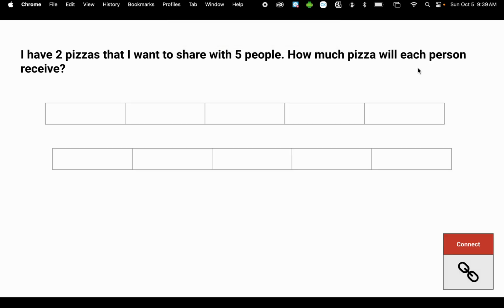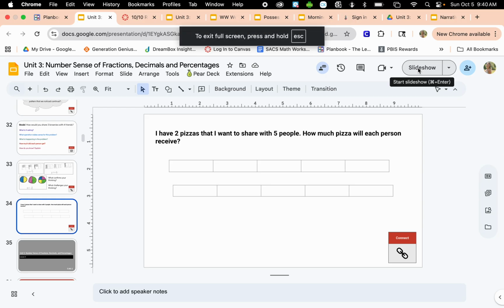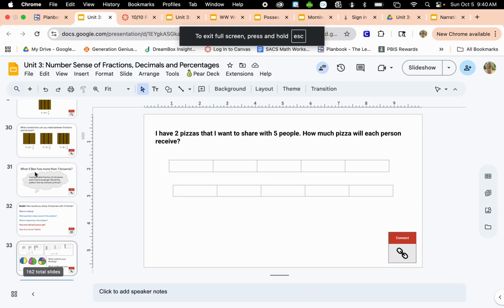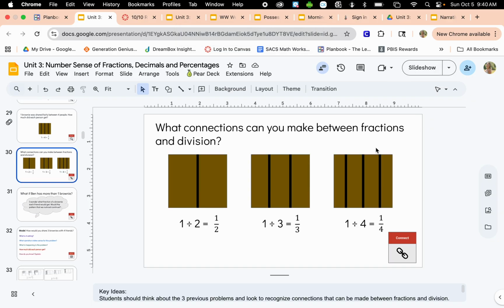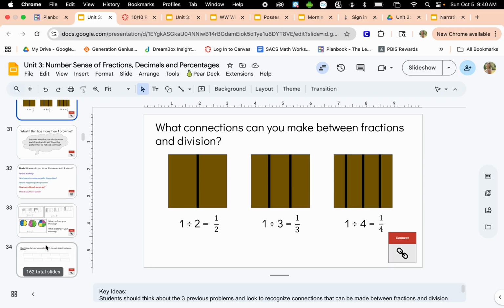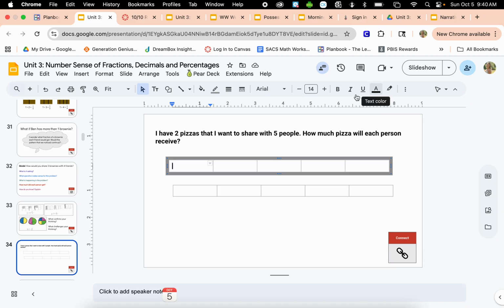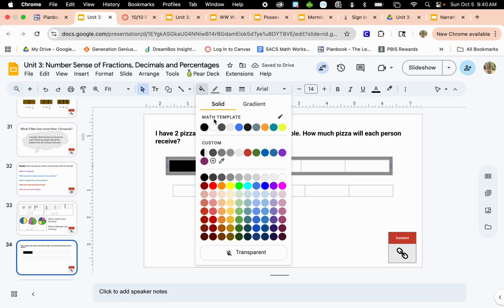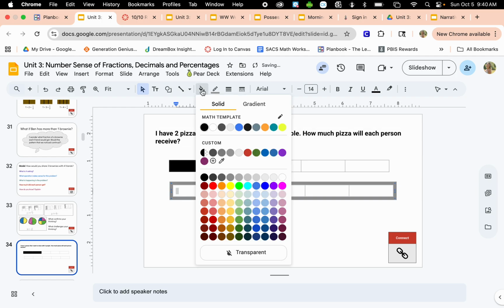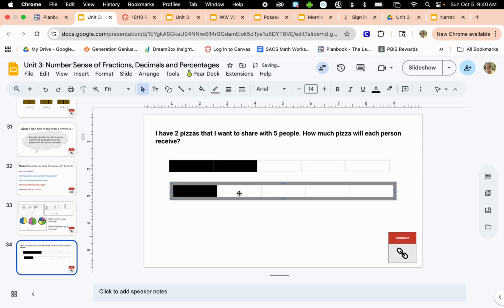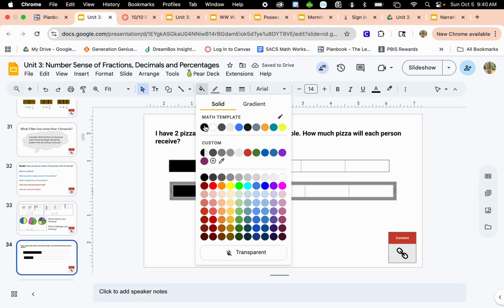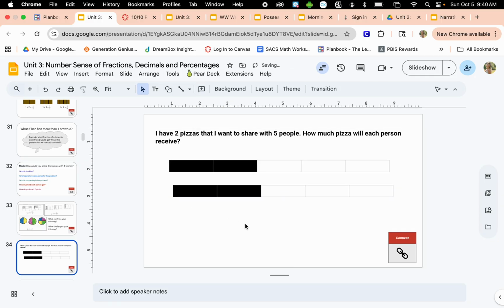Now, the question is what do I shade? Well, if I think about fractions as division, like I did earlier, 2 divided by 5 is going to be 2/5. So that would mean that I should be filling in 2 out of 5 sections for both pizzas to show that the 5 people are going to get 2/5 each.